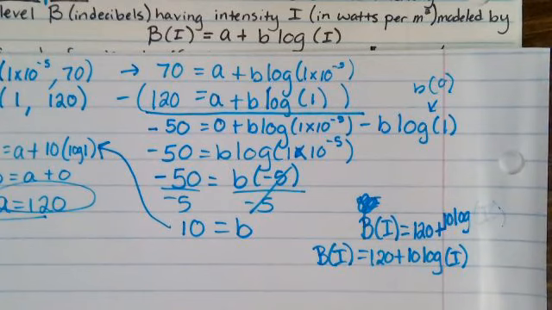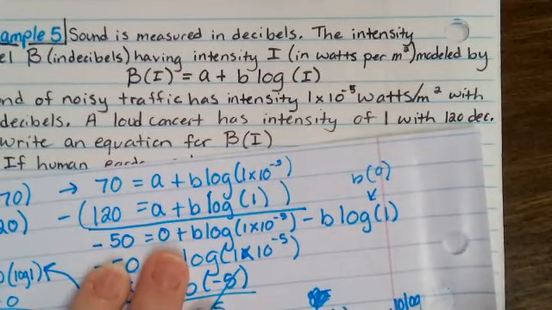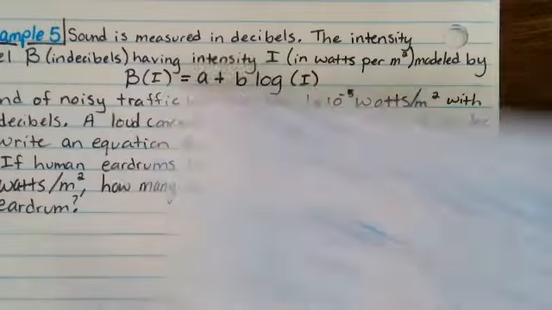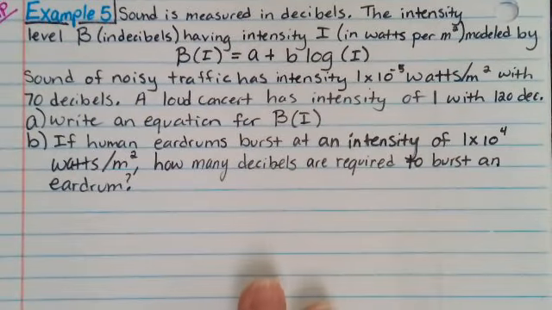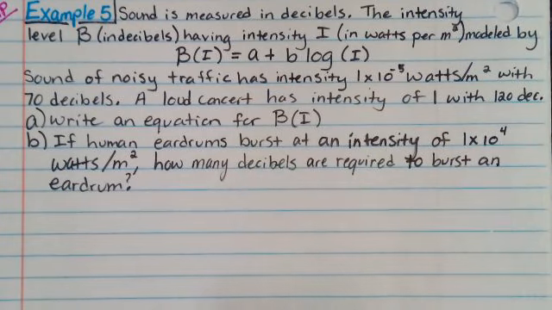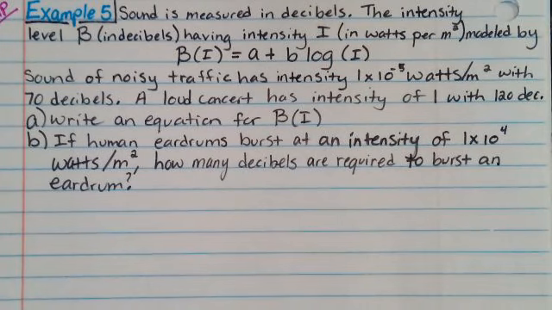All right, so on our next part, we need to use this equation. So that was my official answer to the question for part A. But we want to look at part B, where they said human eardrums burst at a certain decibel, right? They said at an intensity of 1 times 10 to the fourth watts. We're supposed to figure out how many decibels are required to burst that eardrum. So we have a little bit of work to do with the equation that we just made. So I'm going to keep that handy and refer back to it.